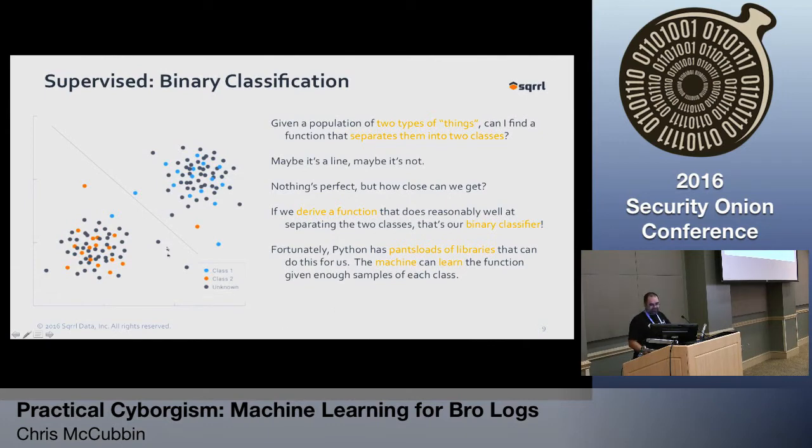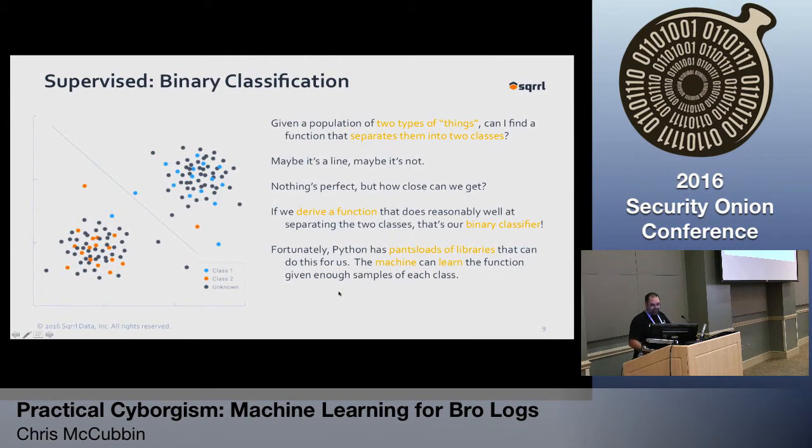So what this is going to be is, we have all this gray data now, and whenever anything is on the lower left of this line, it's going to say I think it's orange, and whenever it's on the upper right, it's going to say I think it's blue. So it's either cats or dogs, or what we're looking for is normal behavior and malicious behavior, right?